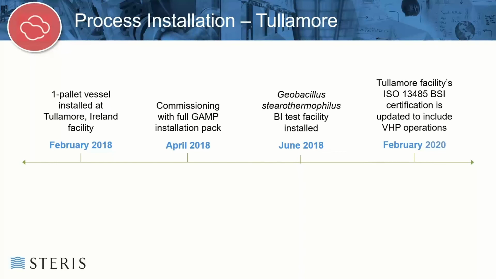Following then a little over a year of development work and putting together a full quality management system, in February of this year, the Tullamore facility's ISO 13485 BSI certification was updated to include VHP. So we're now fully certified for any customer processing, both routinely and providing validation work.